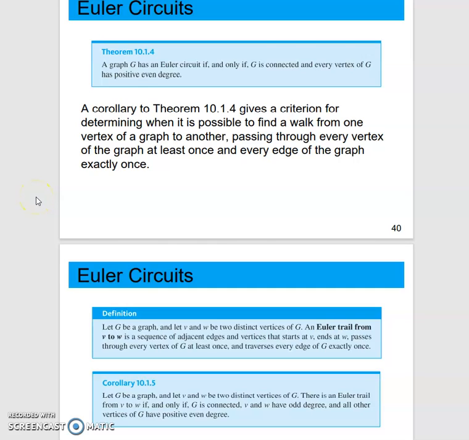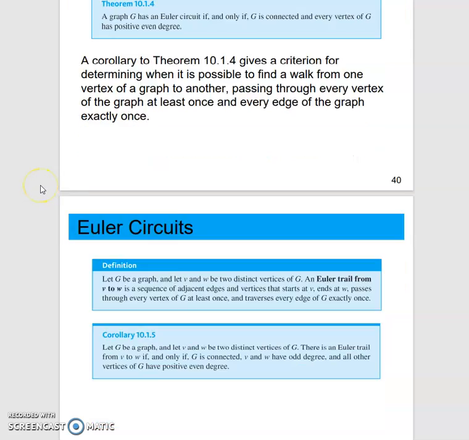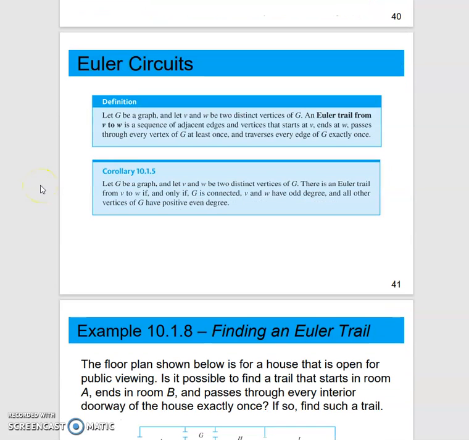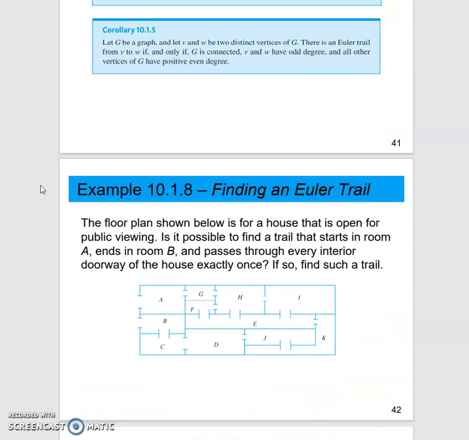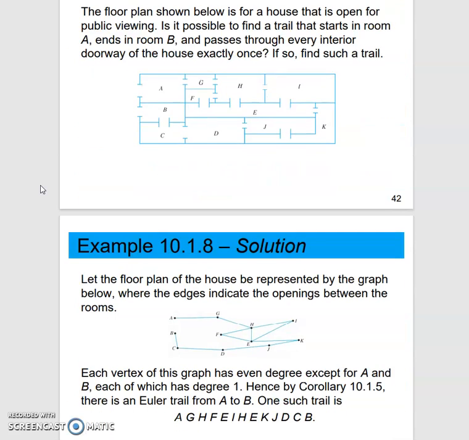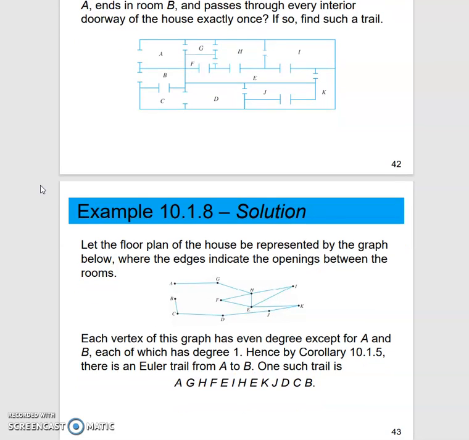Again, a graph G has an Euler circuit if and only if G is connected and every vertex of G has a positive even degree. We do also have a definition for a trail. We do not have any homework questions on that though, so I'm just going to pull that up so you can see the example, but we are not going to have to find that in the homework.